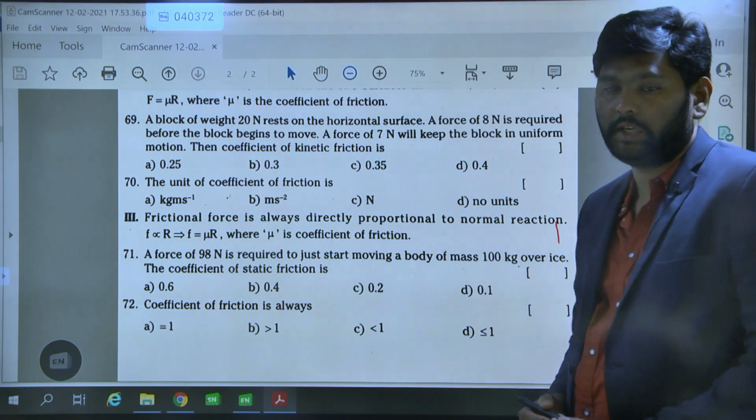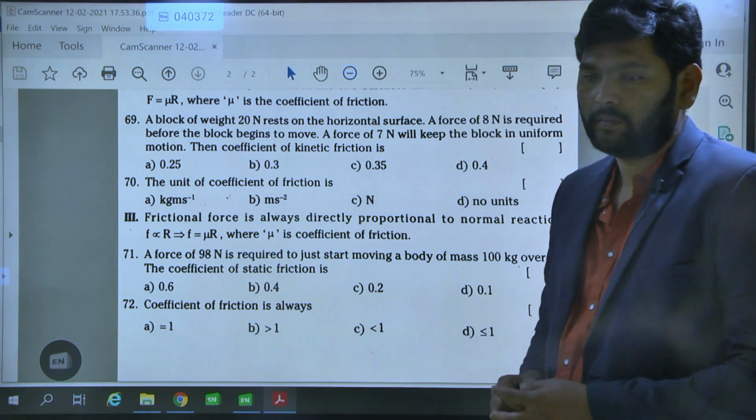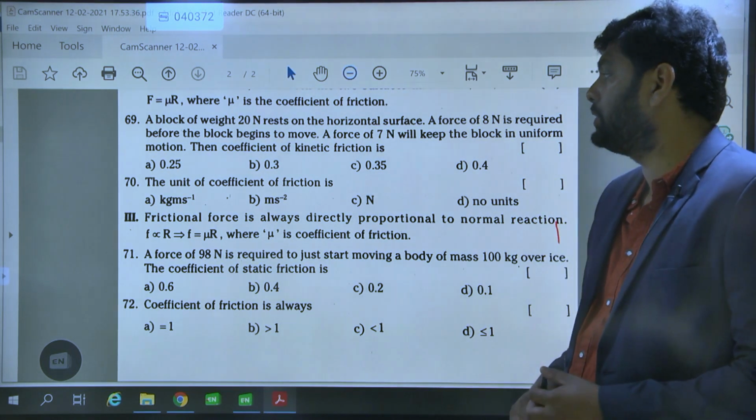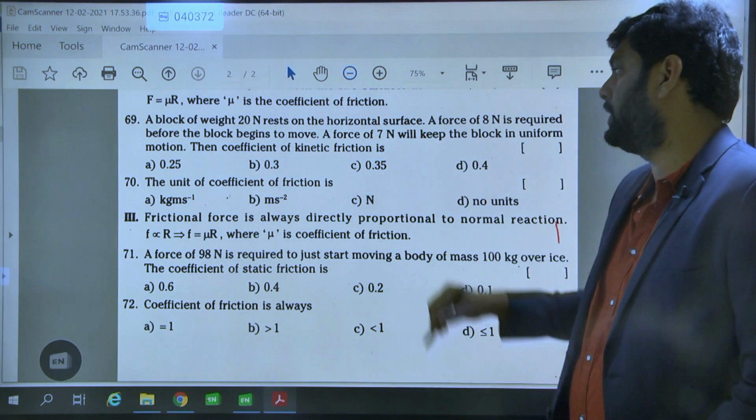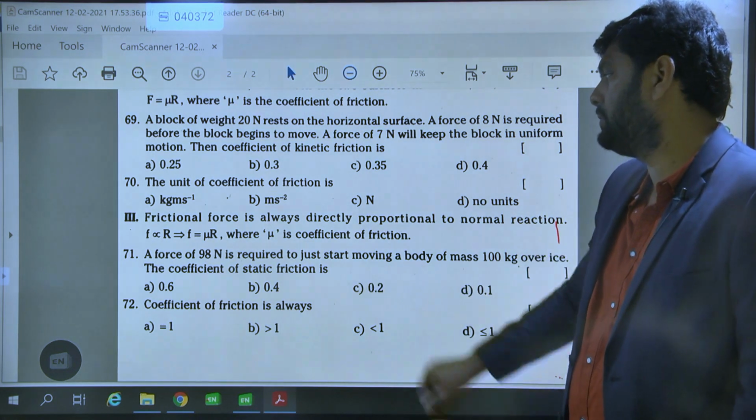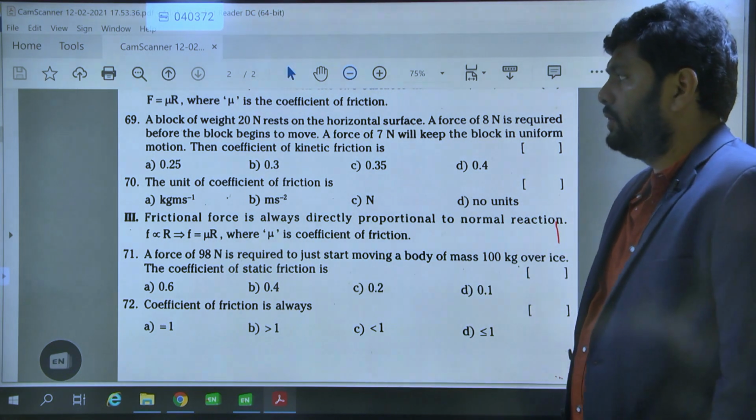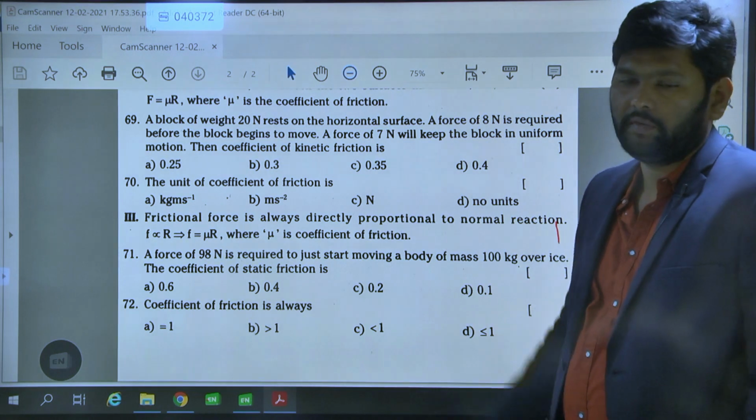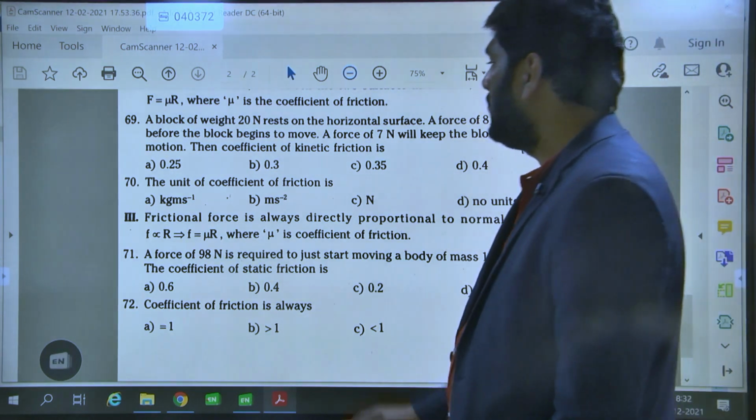Have you taken the screenshot? Yes, sir. You can try the 69th question and 71 as homework.